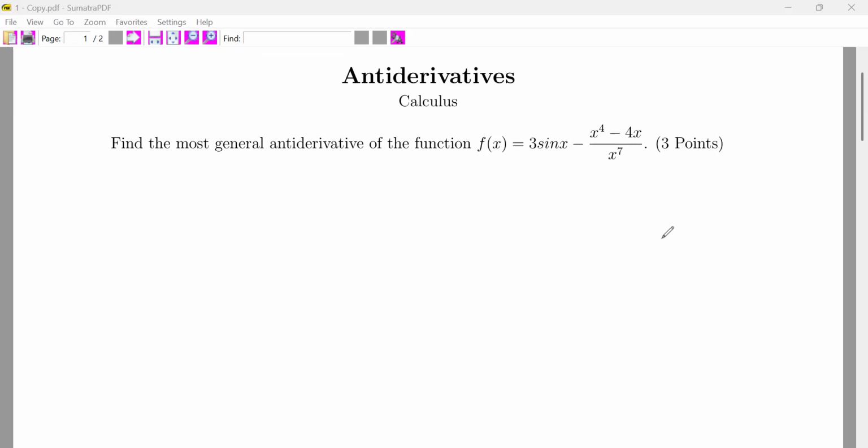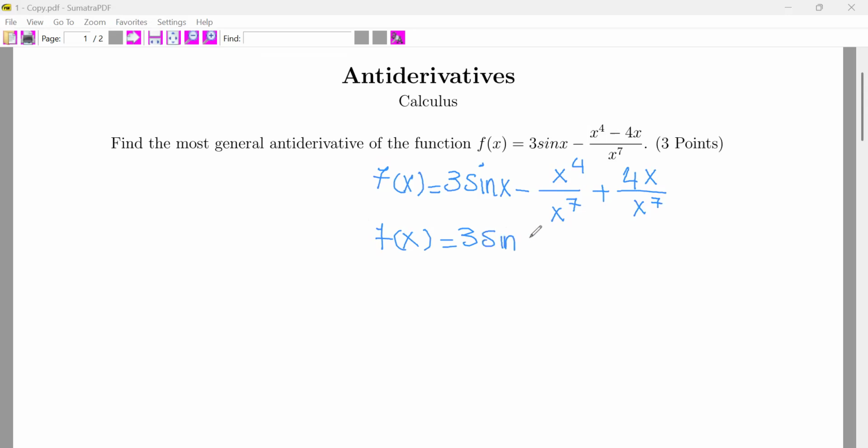Okay, find the most general antiderivative of the function that you see here. For finding an antiderivative, we're trying to rewrite the function in a form that we can use different rules. So it is a good idea if we rewrite it as 3 sine of x minus x to the fourth over x to the seventh plus, because we have minus and minus here, 4x over x to the 7. And then we can rewrite or simplify it as 3 sine of x.